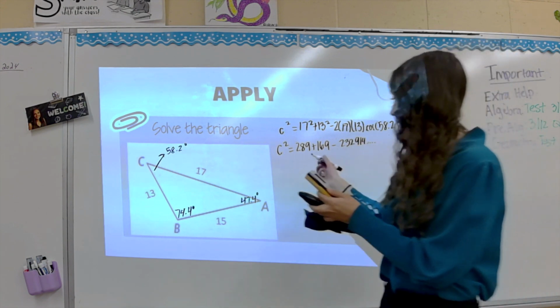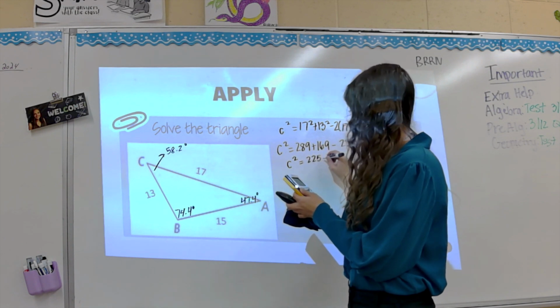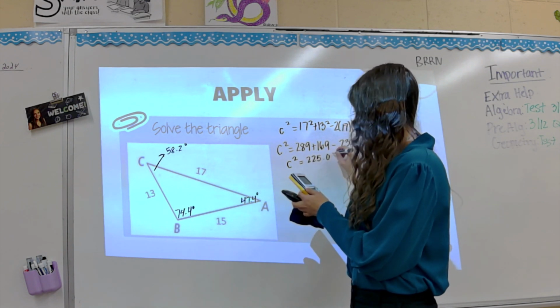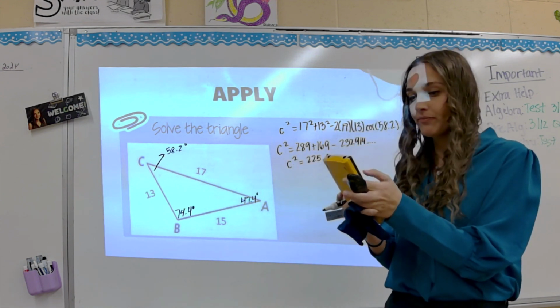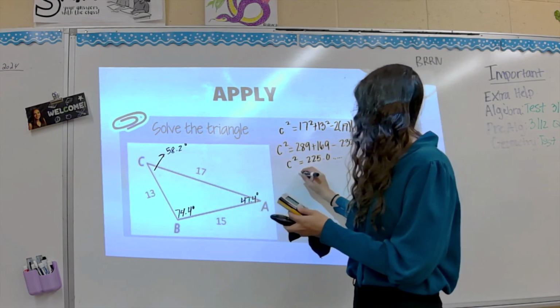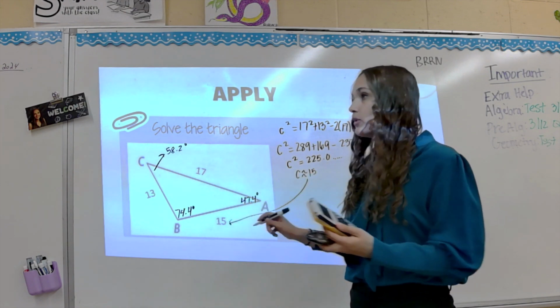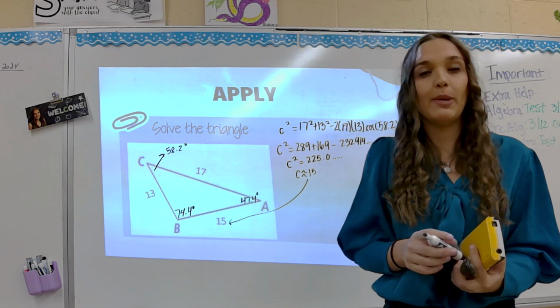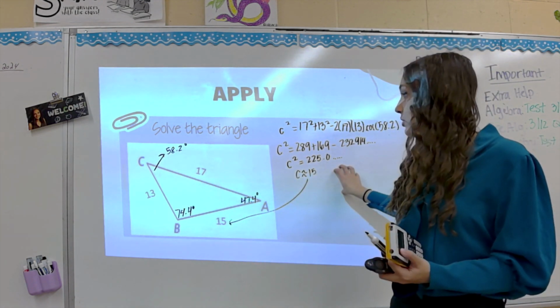And then I get C squared equals 225.0, and I square root that. And I get C is approximately 15, which is exactly what I wanted. So I know that they gave you the 15 already, but I wanted to show you that if you were looking for a side length, that's how you would do it.